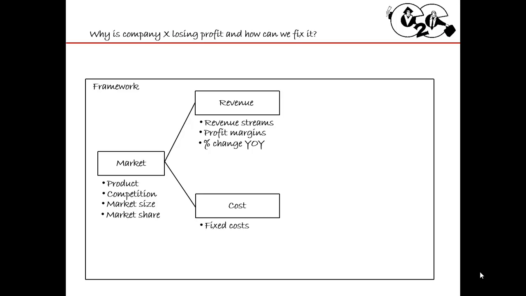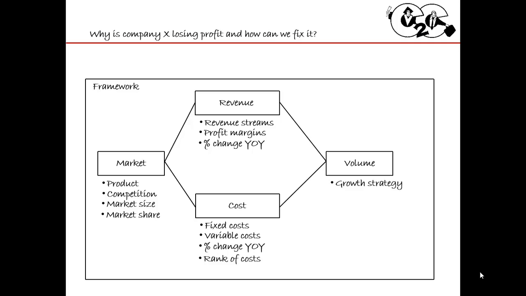With costs, I want to know what are the fixed costs for company X, the variable costs, the change in costs year over year, and the rank of costs. This will allow me to determine which costs seem very out of line and can be rationalized or cut, and which costs seem pretty standard to the industry and can't really be changed. Lastly, I want to look at volume. And here I want to know what is the current growth strategy, how can that be fixed, how is company X acquiring more business, more customers, etc. And I want to know, are there opportunities to scale, to save costs, or to improve the overall process.